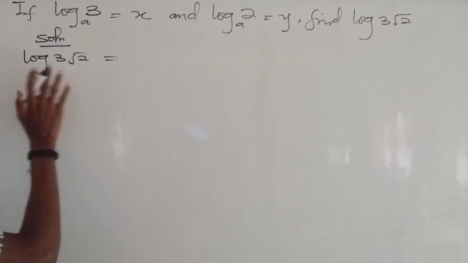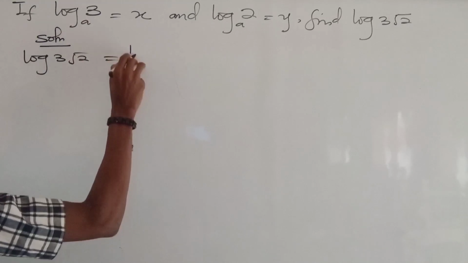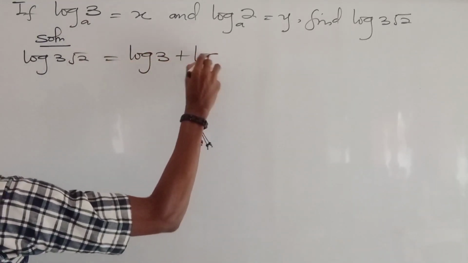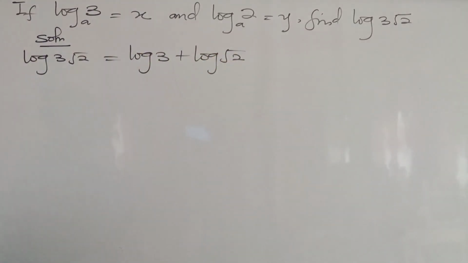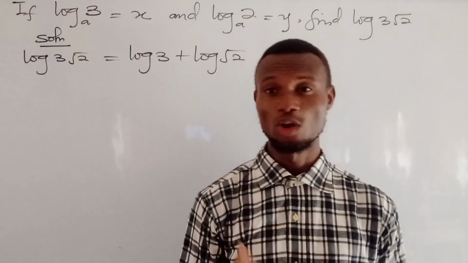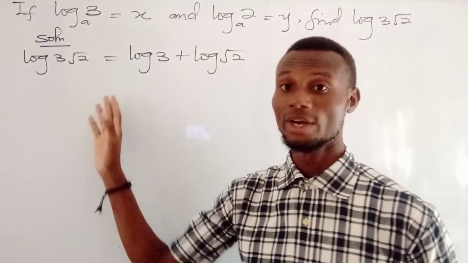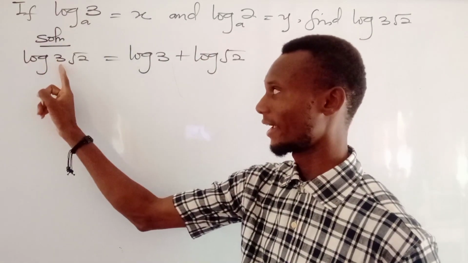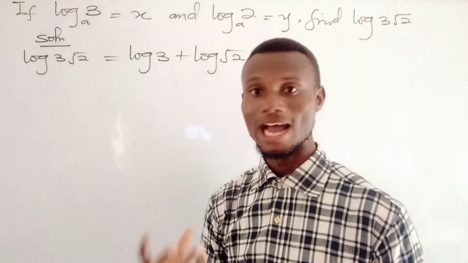Okay, so the expansion for log 3 root 2 is going to be the log of 3 plus the log of root 2. This is one of the laws of logarithm that we are applying here. Now you can see we have log 3 root 2. The 3 and the root 2 are multiplying.